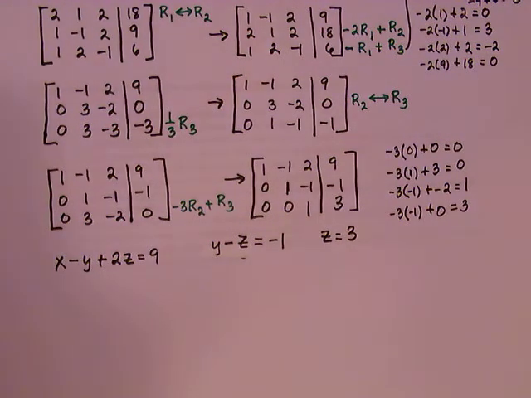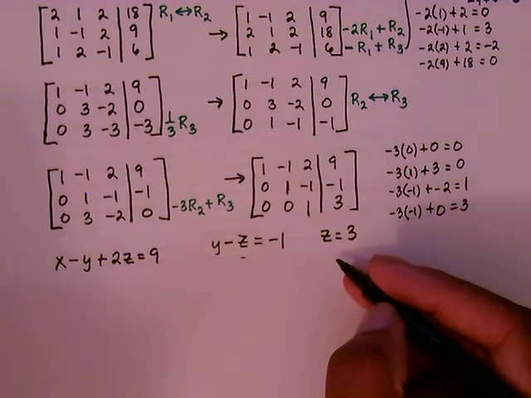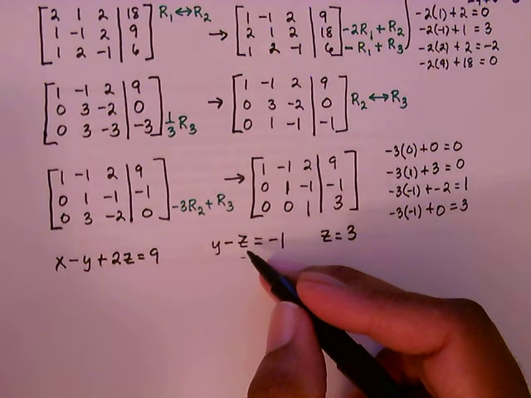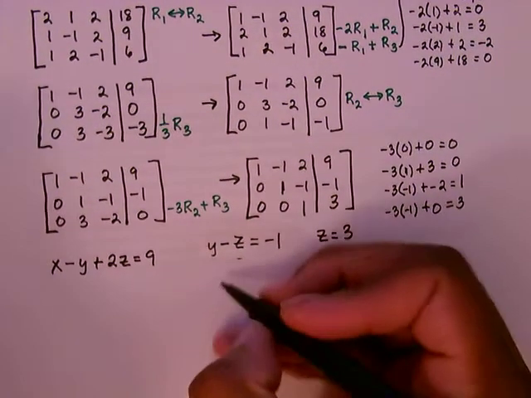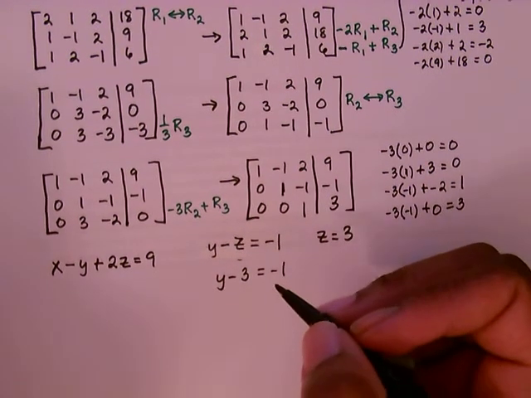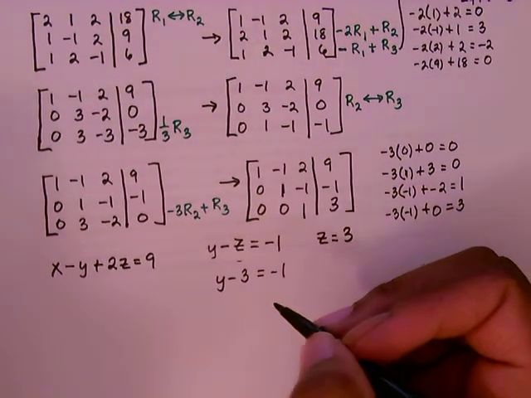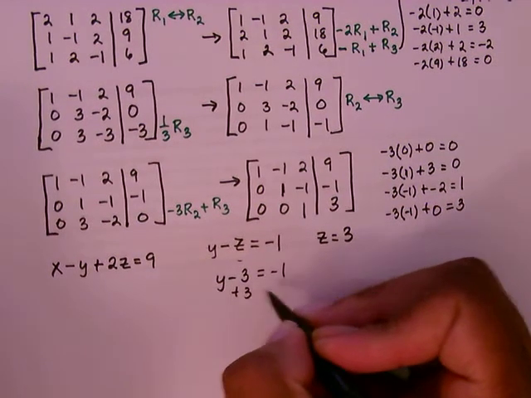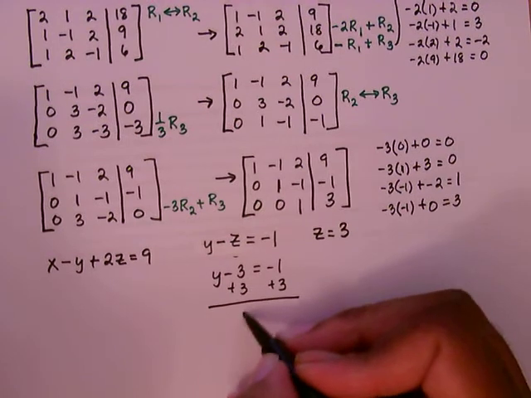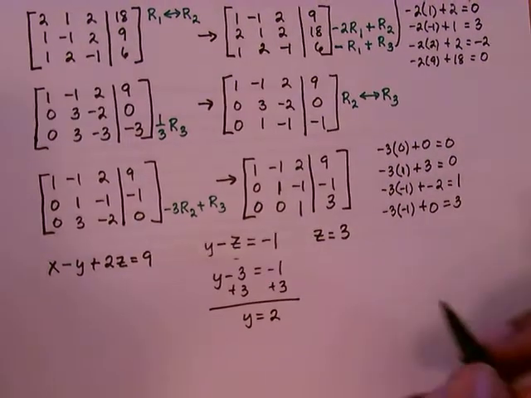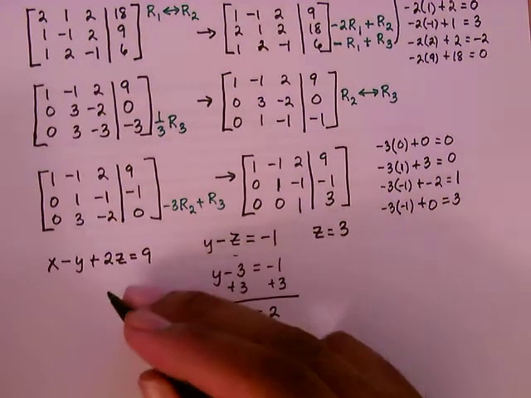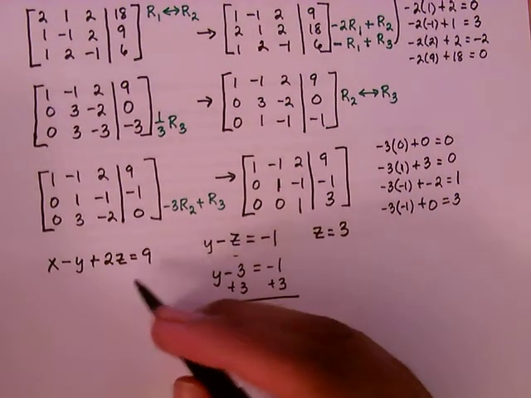Now here's where the back substitution comes in. Since z is equal to 3, I can substitute the 3 in for z in this second equation to find out what y is. So here, I'm going to have y minus 3 equals negative 1. And then to solve for y, add 3 to both sides. That would give you y is equal to 2. And now z is 3 and y is equal to 2. I'm going to find out what x is.